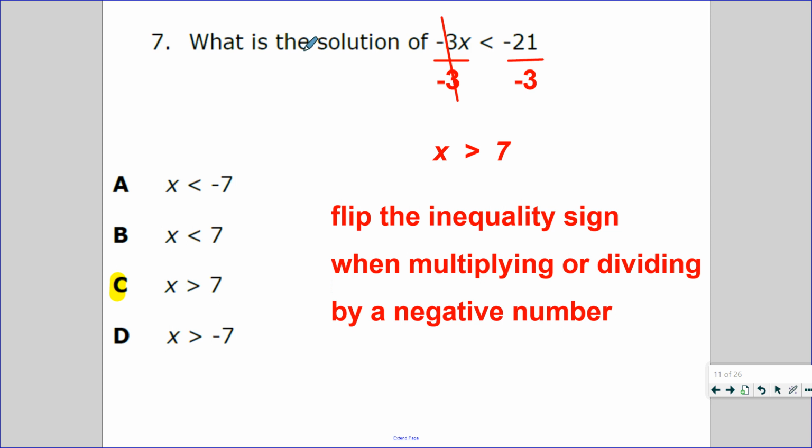Number 7, solve for x. If I divide both sides by negative 3, cancel. You have negative 21 divided by negative 3 is just 7. Well, I know it can't be A or D, so it's 7. Are we going to flip this or not? Yes. Whenever you're multiplying or dividing by a negative, you've got to flip the sign around. That's why C is the answer.